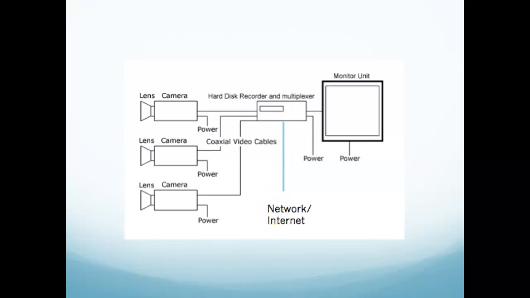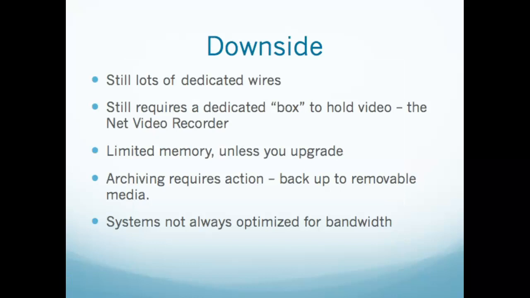But these still weren't perfect systems. There were still a lot of dedicated wires. And in fact, we just added a wire to that one we were complaining about, where there's wires running all over the place. We added another network connection at the NVR itself. So it still required a box. It still required a piece of hardware, which could be a very expensive piece of hardware, ranging anywhere from a small one at about $6,000 or $7,000 to a very large high-end one that could be close to $50,000.